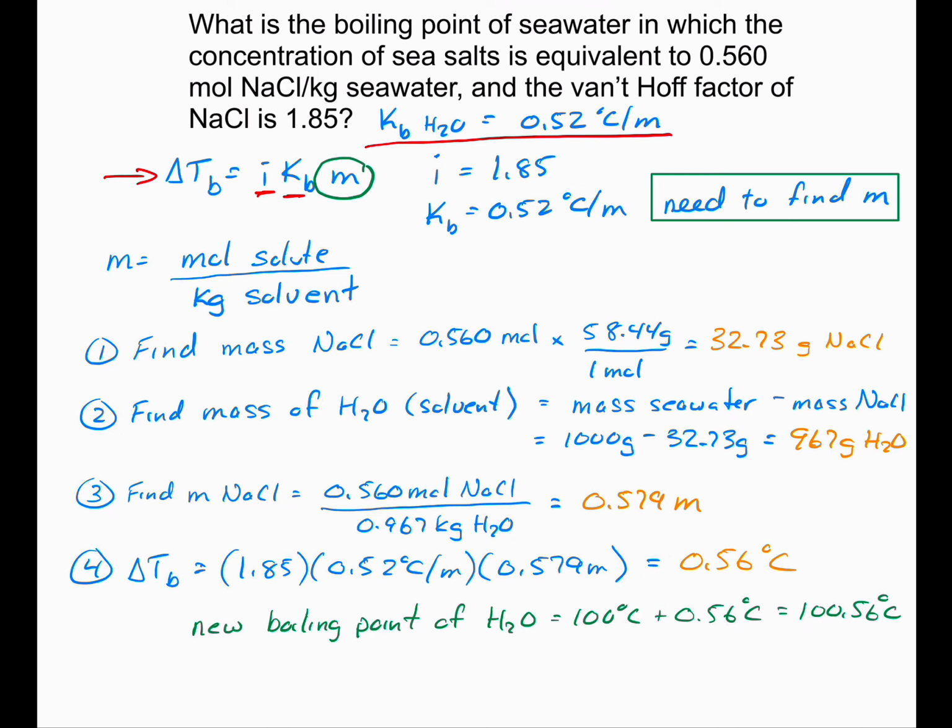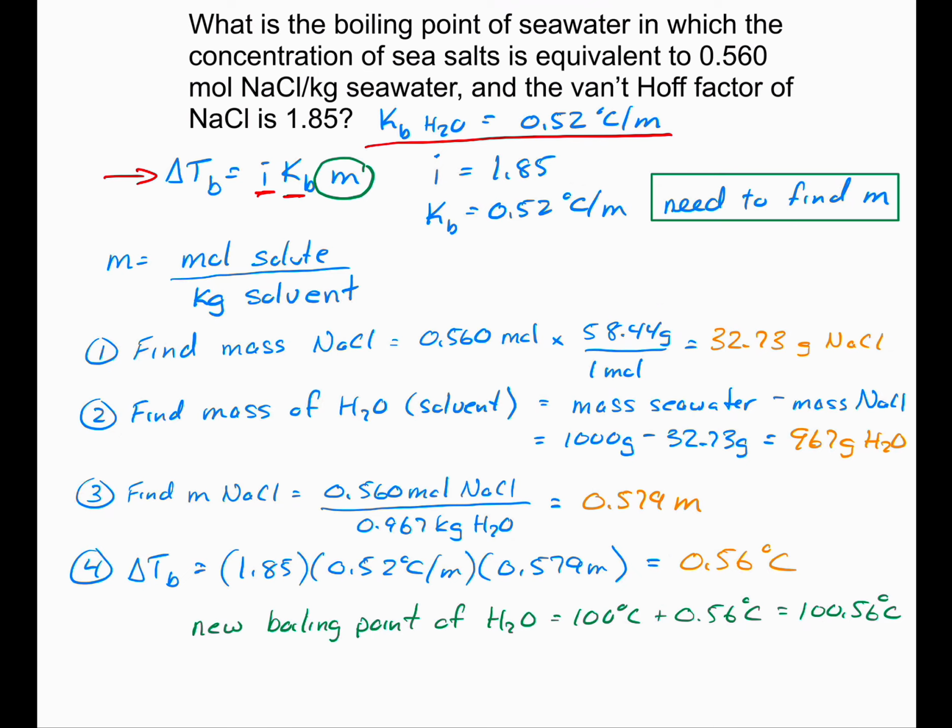Again, molality is the moles of solute over kilograms of solvent. So we need to know how much water there is in terms of a mass. We need the kilograms of solvent, so we'll do that first. To do that, we also have to figure out how much sodium chloride there is, right?